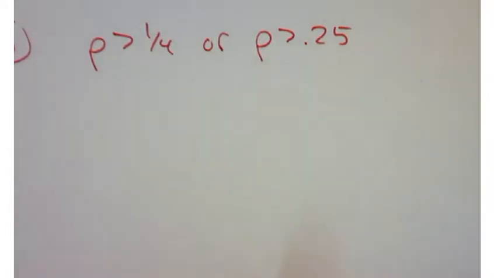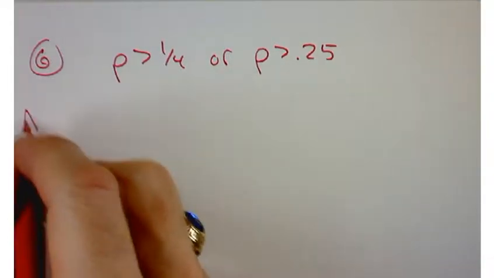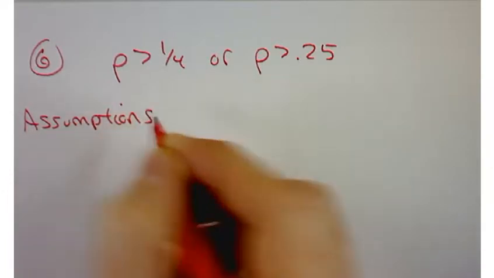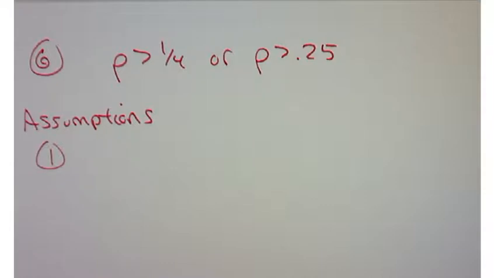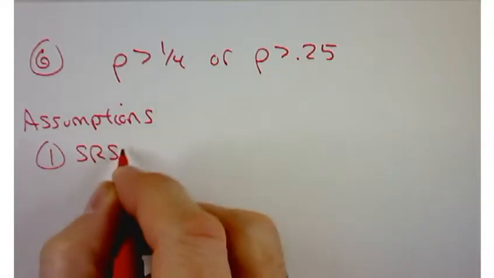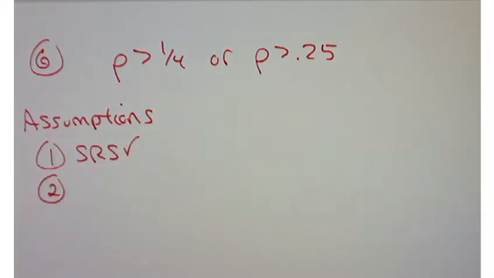Might not be a bad idea to write it that way because eventually we're going to need to plug that into StatCrunch or something like that. Now, let's first check some assumptions. The first one I want to look at is simple random sample. Well, I don't know where these people collected their data, so we're just going to have to go with the flow and assume that that's a simple random sample.